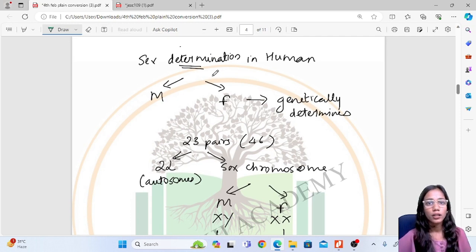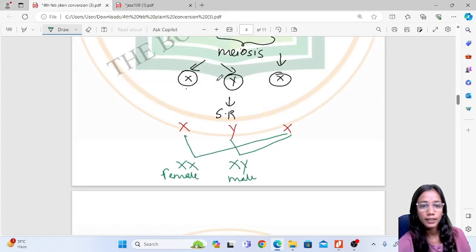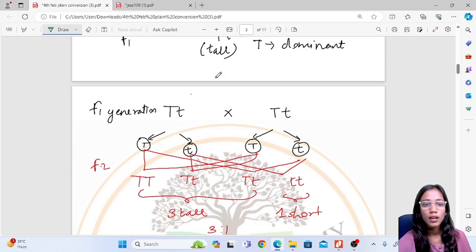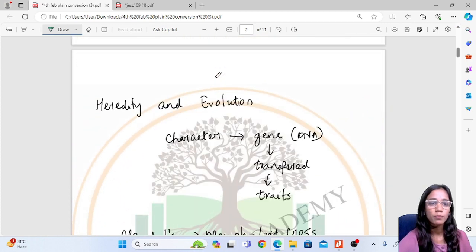This is a very important concept in this chapter. The question will be, explain sex determination in human beings, and we have to explain everything in detail for 2 to 3 marks. Okay, so this was all about the first part of the chapter, that is heredity. In the next video we will be discussing the second part of the chapter, that is evolution.